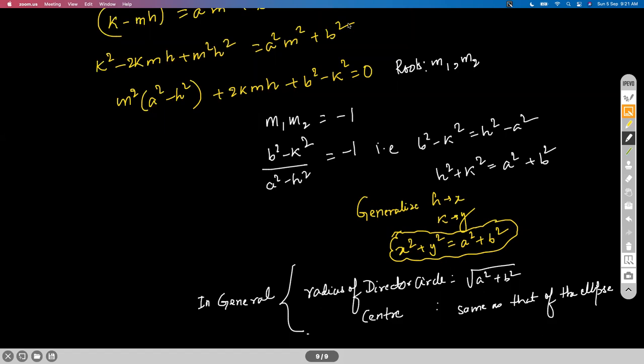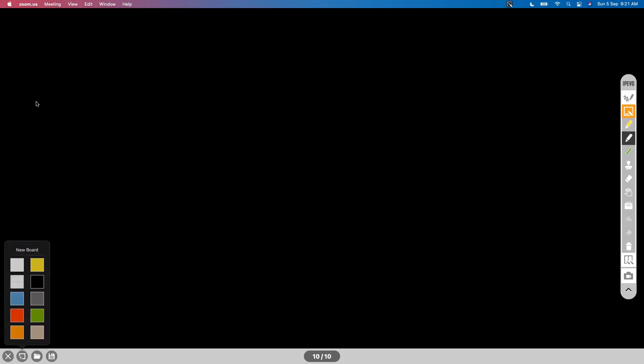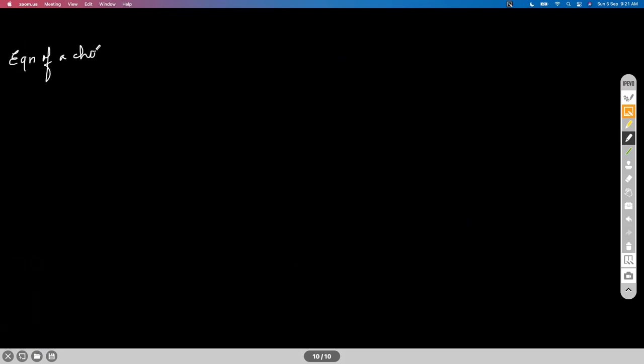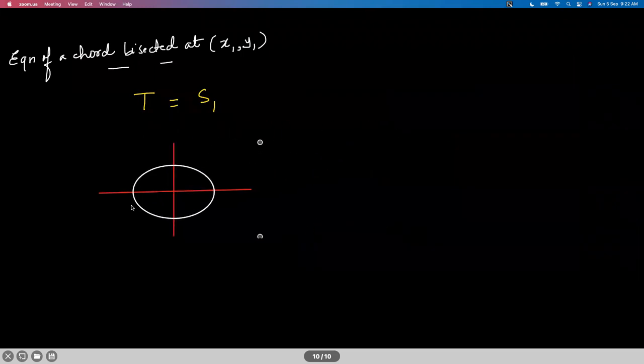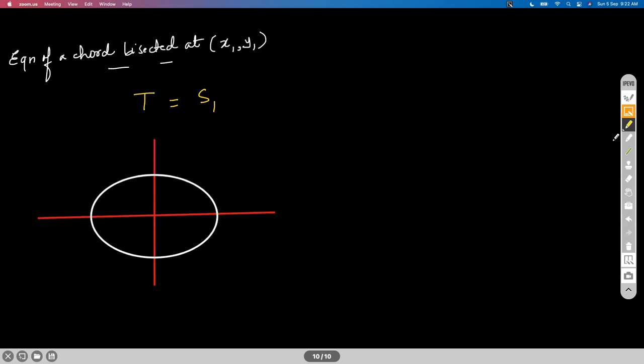Is this fine? So before we move on, I would like to discuss with you the equation of a chord bisected at a given point x1, y1. This concept is also the same as what we learned for a circle and parabola, which is T equal to S1. So if you have been given a conic, x square by a square plus y square by b square equal to one, and there is a chord whose midpoint is known to you, let's say this midpoint is x1, y1, then the equation of this chord is given by T equal to S1.